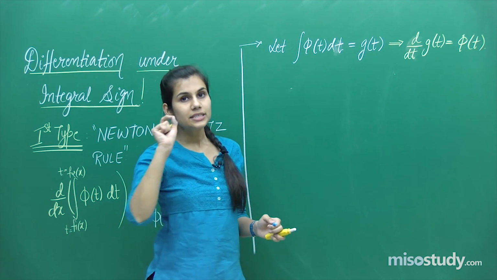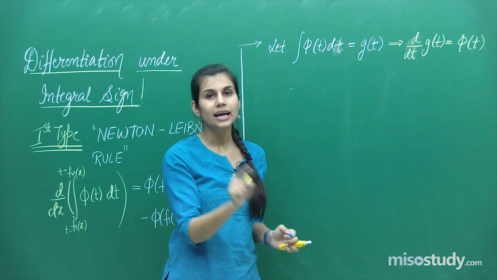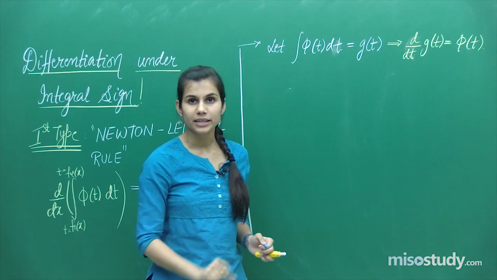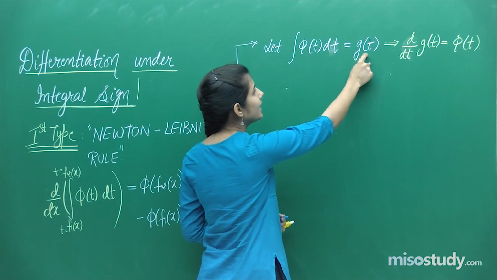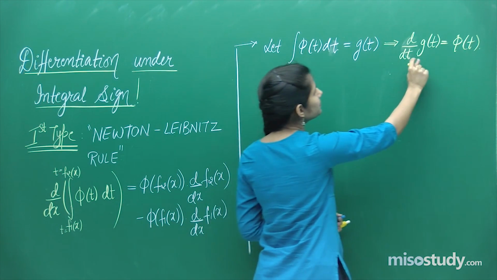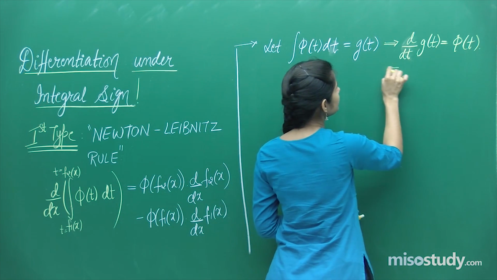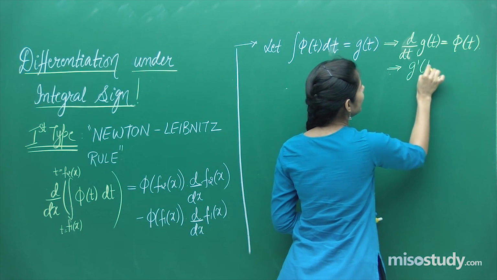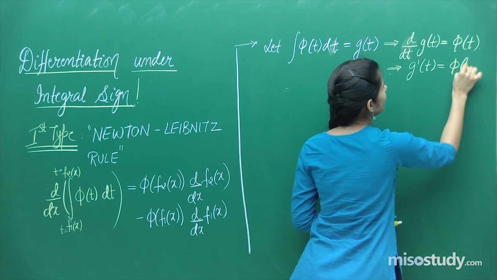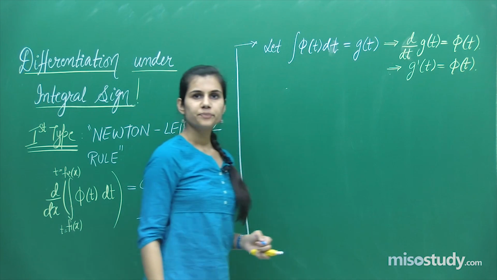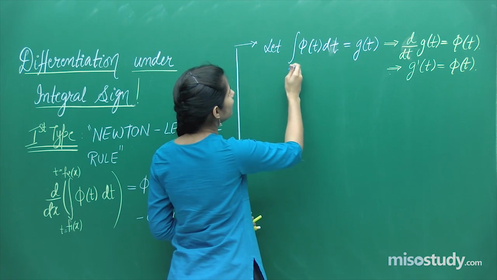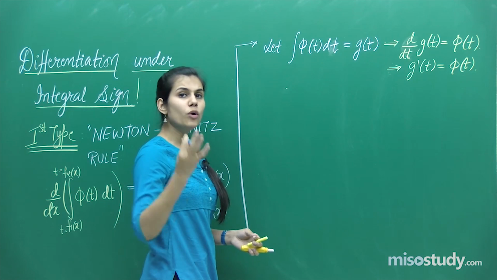Until and unless the differentiation of G(t) is not phi(t), I cannot declare G(t) to be a primitive of phi(t). So, if G(t) is an antiderivative or a primitive of phi(t), that means the differentiation of G(t) is phi(t), right? This implies G'(t) is phi(t). Nice. So, now over here, after you have got this, then what do you do?